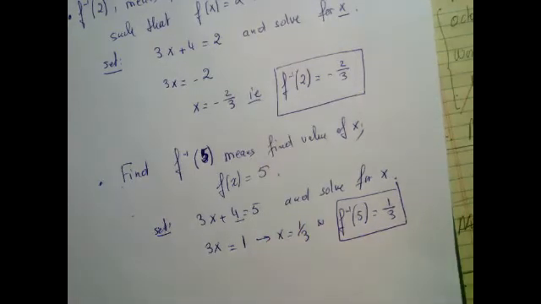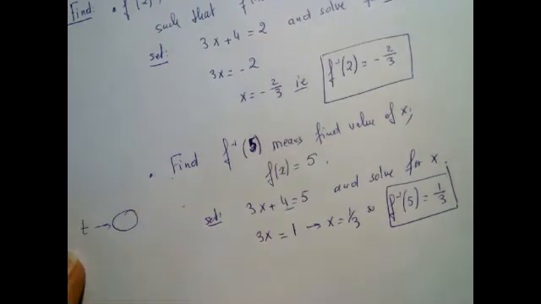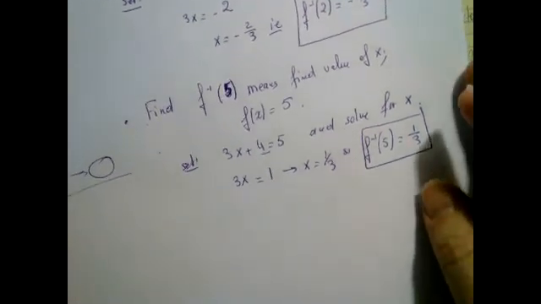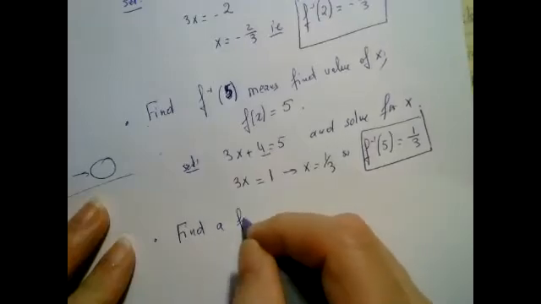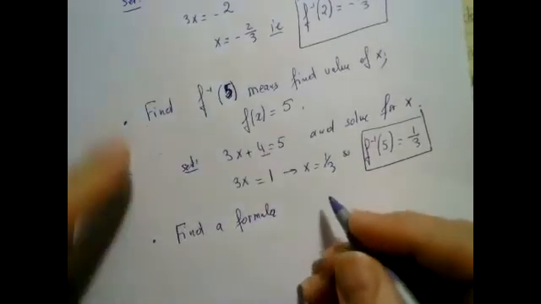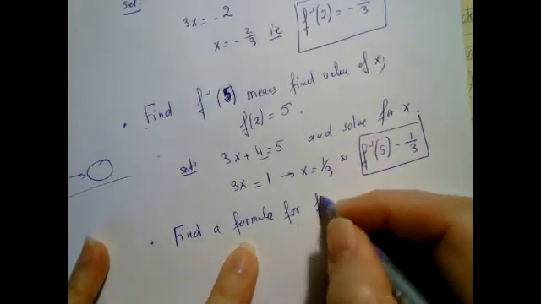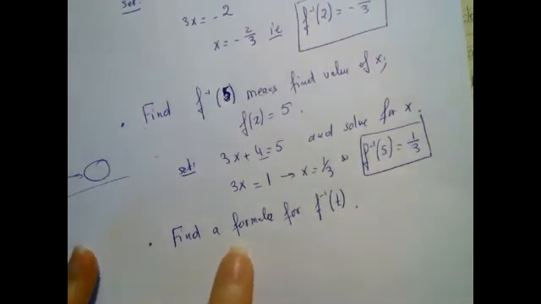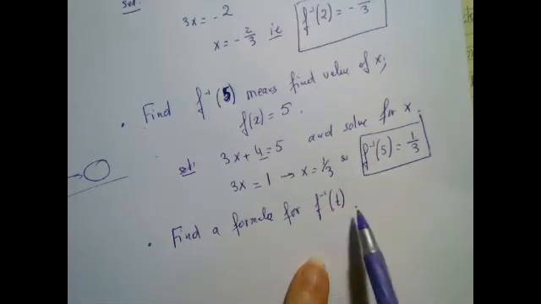So the question is, can I find a formula for f inverse? It means, can I find a rule that if I give you the output t, you can give me the input? So instead of doing it for every single value, can I find a formula? So my question is the following now. Find a formula for f inverse of t. It means find the rule that if you give it the output, it will spit out the input. So t here represents an output value, and the problem is to find a formula for that.